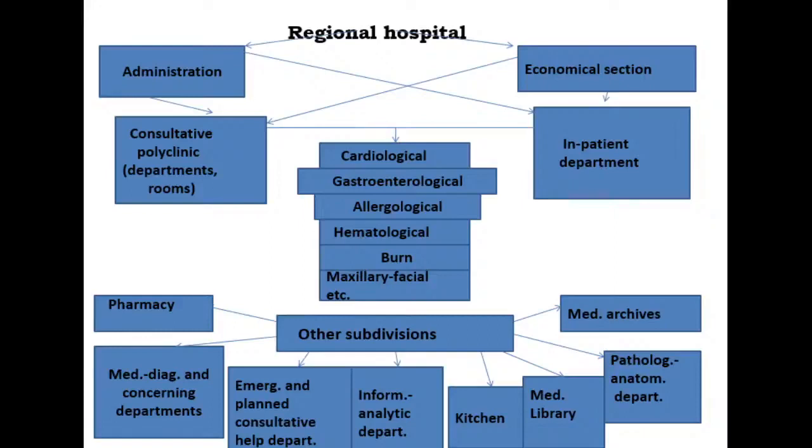Medical diagnostic and consulting department, emergency planning consultative health department, information analytic department, patholog-anatomical department. And if you are talking about emergency organization, call the name Sun Aviation Emergency and Planning Consultative Health Department. This is Sun Aviation. I talked at the beginning of the lecture that a more qualified doctor from regional hospital may come for operation to different regions of the Republic of Crimea, and do operation not in this hospital, but in the hospital where the patient is, because of very bad transportation of this patient.